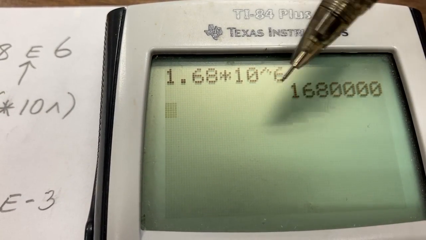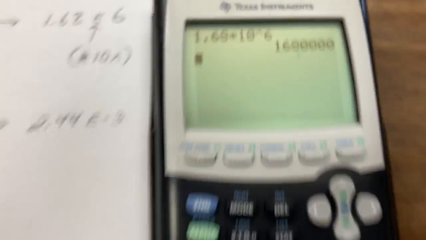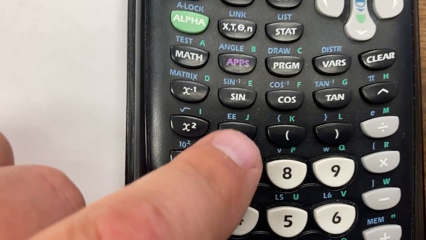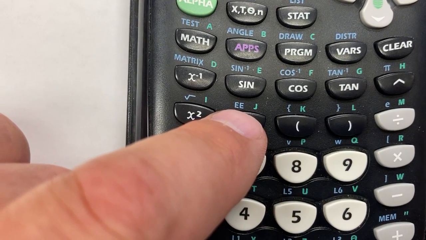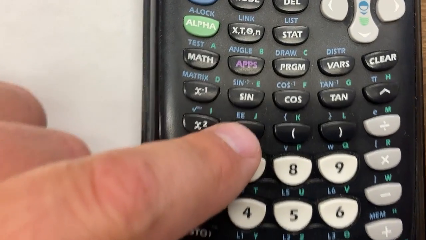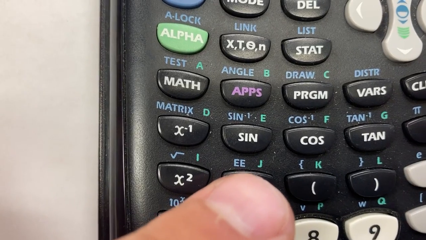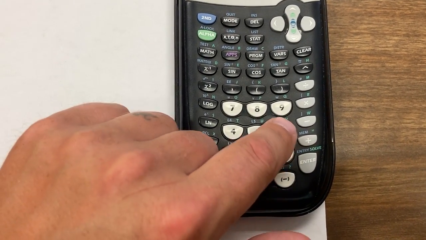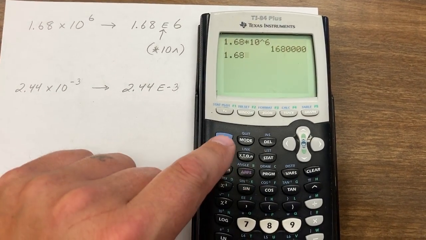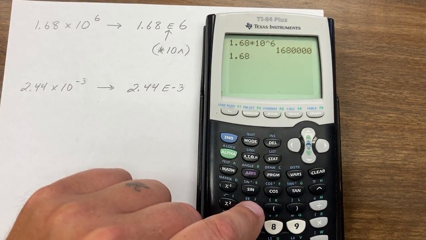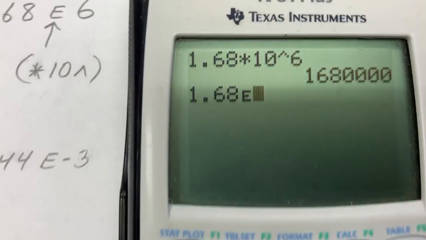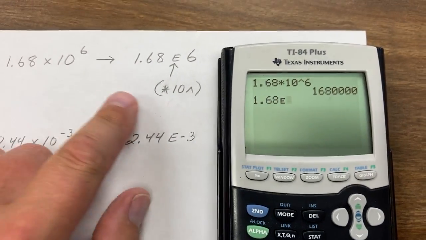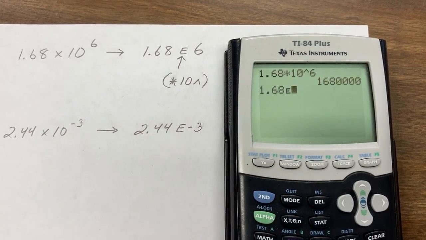So instead of entering it this way, what I would encourage you to do is to use the built-in function on the TI calculator, and that is if you look above the comma, there's a double E button. Second comma gives you double E. Stands for exponential expression. So if I go 1.68, and then I go second comma and hit the EE button, on the screen it's going to give you E. All you need to do then is simply type in the exponent.